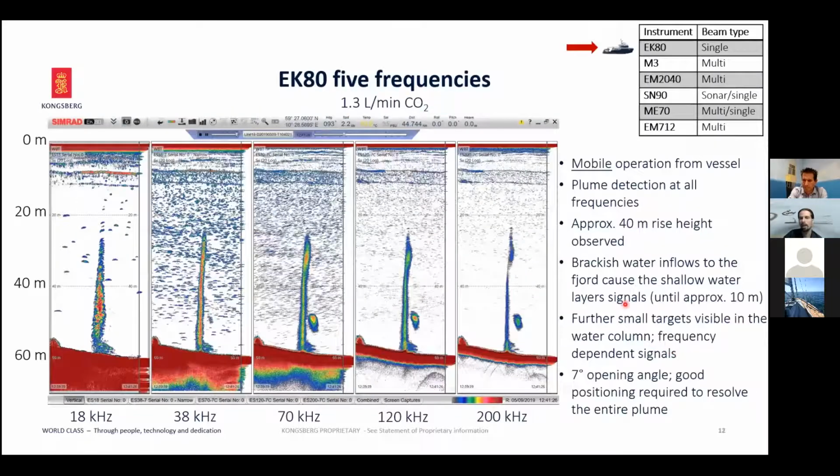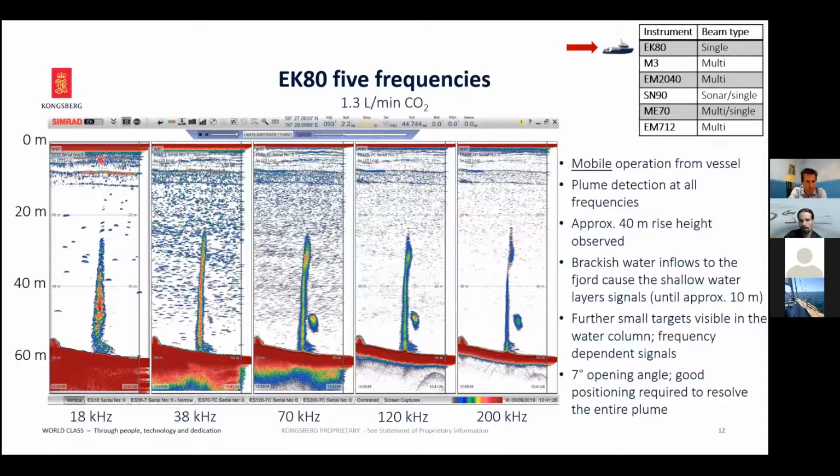So let's look at how the EK80 data looks from the vessel deployment. Here we see the surface of the water going down with depth, down to the 60 meters where the gas releases, and we see the signal from passing over the plume at various frequencies: 18, 38, 70, 120, and 200 kilohertz. So we see that in all cases, a rise height of around 40 meters could be observed.